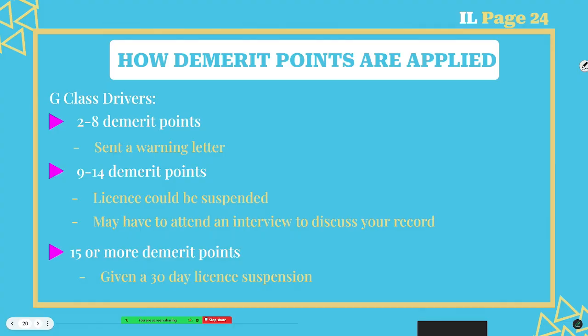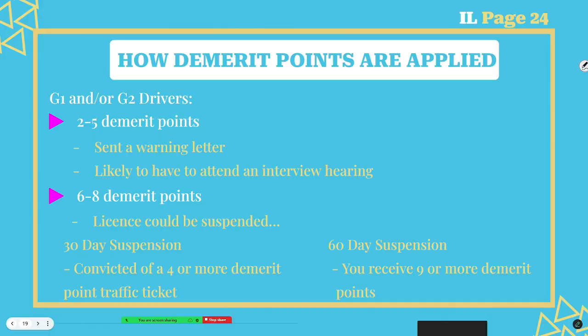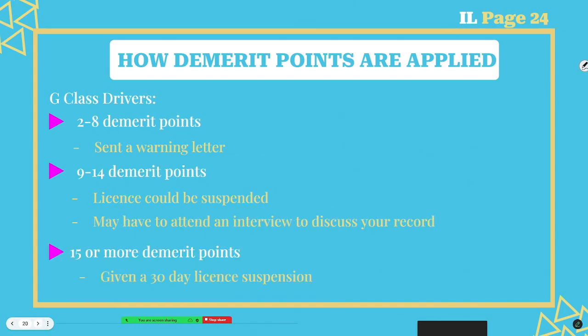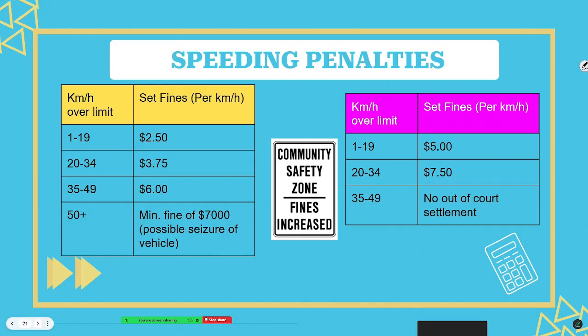Now, once you are fully licensed, once you have your G class, 2 to 8 demerit points, you just get a warning letter. As opposed to the new drivers who, once they're at 8 demerit points, they could be suspended. We're assuming now that you're a better driver, you have a little bit more experience, we're going to give you a little more leeway. So you get a warning letter if you receive 2 to 8 demerit points. If you receive 9 to 14 demerit points, then your license can be suspended. You might have to attend an interview to discuss your record. If you get 15 or more demerit points, then you are given a 30-day license suspension.